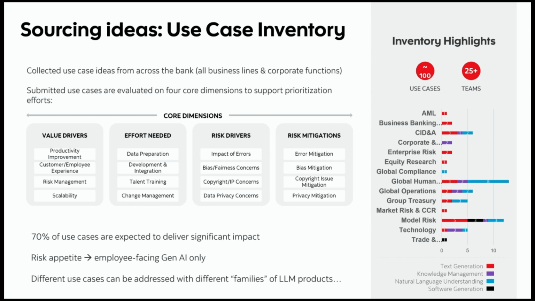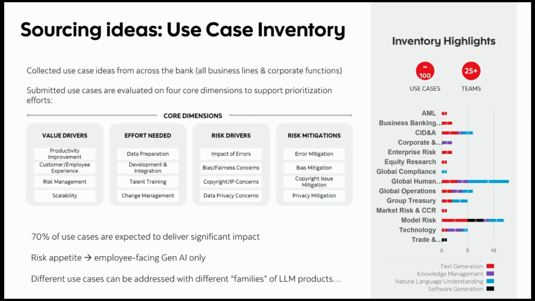We gathered a grand total of nearly 100 use cases. Those are deduplicated use cases, meaning many times different groups, different employees proposed essentially the same use case ideas. So those are really unique use case ideas. They were sourced from over 25 teams, again, from across the bank. The types of GenAI that were proposed included text generation, knowledge management, natural language understanding, and software generation, essentially all the facets that GenAI can cover.